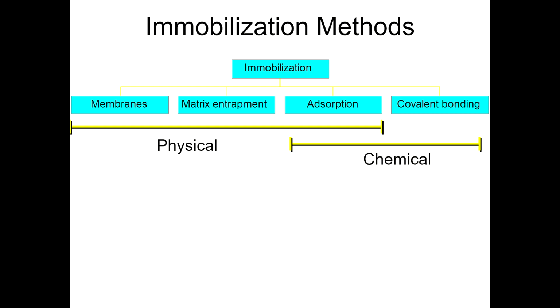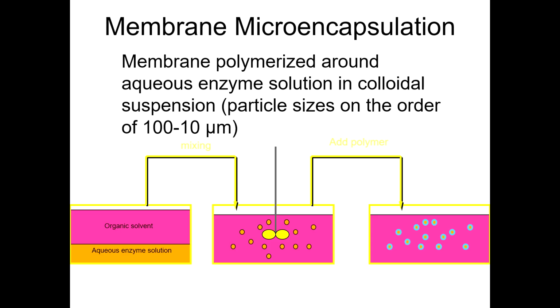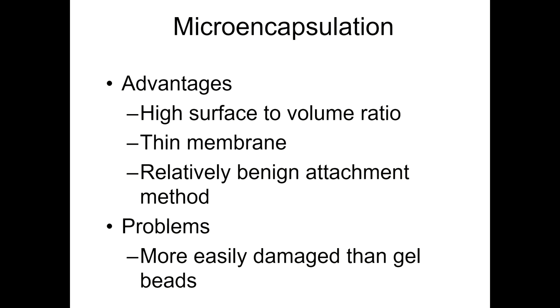Immobilization method, okay, there are physical and chemical methods for immobilization, okay. In the physical method, membrane, matrix entrapment and adsorption methods are involved, and chemical methods, adsorption and covalent bonding, okay. So membrane micro encapsulation, this is the method. In the membrane, polymerized around the aqueous enzyme solution in a colloidal suspension, particle size on the order of 100 to 10 micrometer, okay.